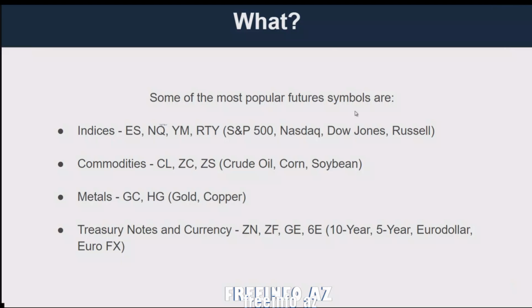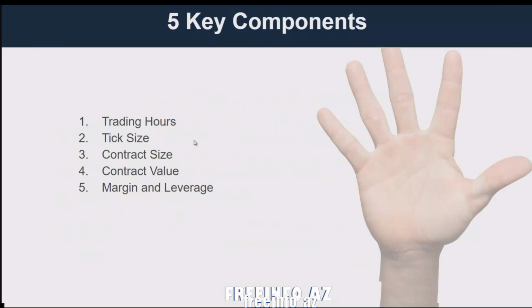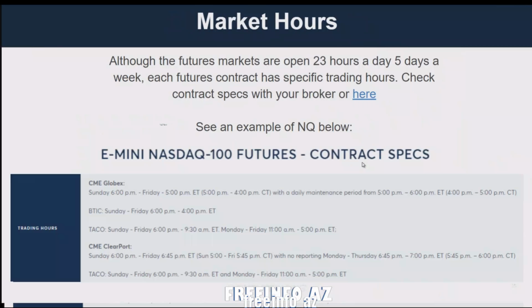My favorites are the micro NASDAQ and the micro S&P, but we'll touch more on the micro futures a little bit later. So again, with these components, these are the 5 most important things to understand: the trading hours, the tick size, the contract value, margin, and leverage. I know that seems like a long list. It's all kind of part of one big thing. So let me show you this.